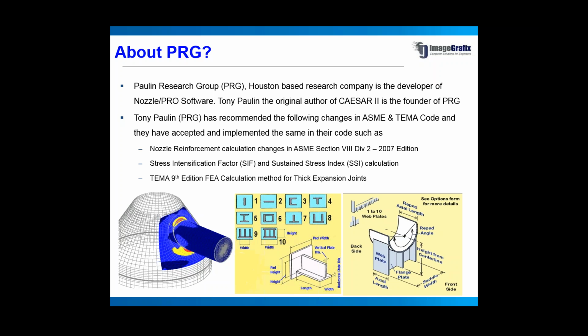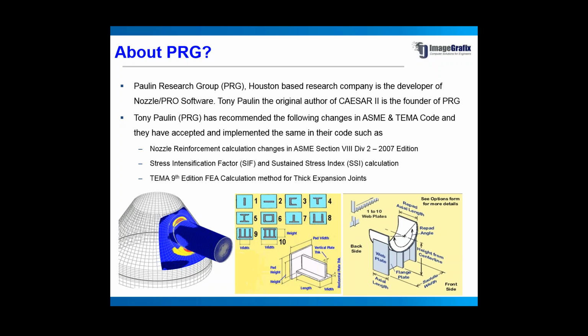So that is Pauline Research Group, and he started doing the research, and he started making software which is FEA based instead of the beam theory on which Caesar and PVElite work, of course. Okay. What is the significance of PRG?